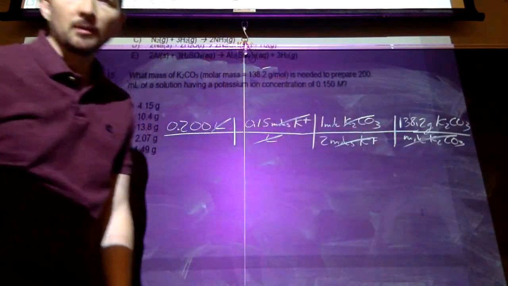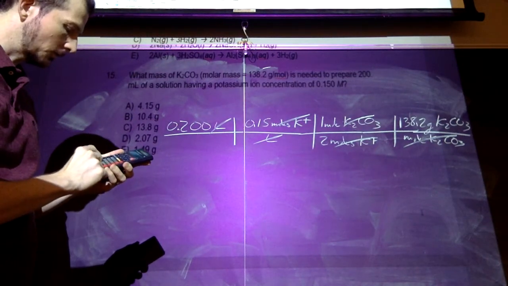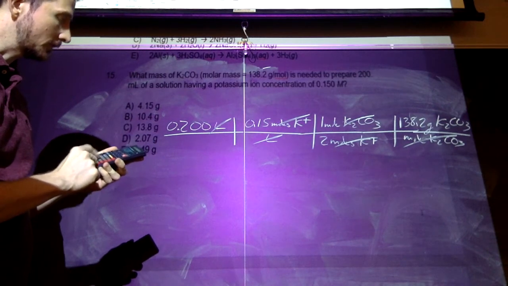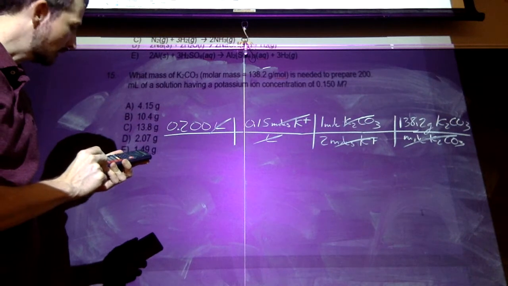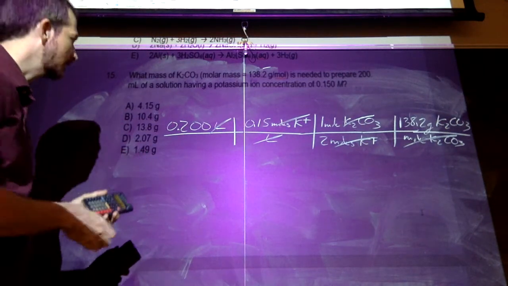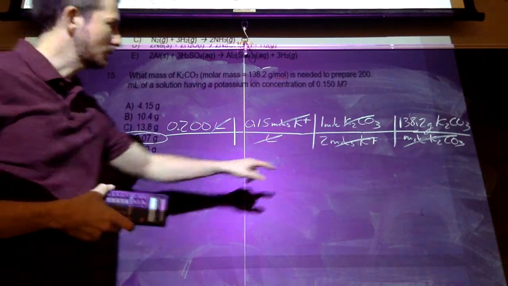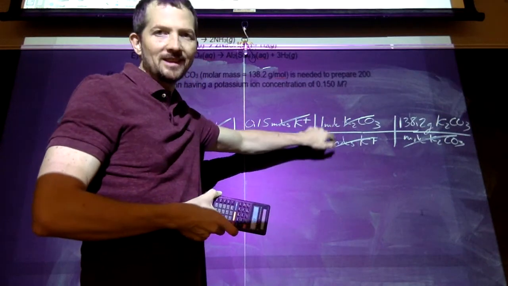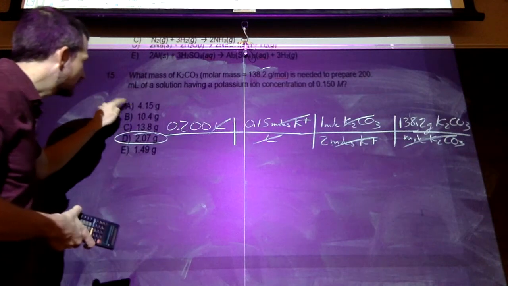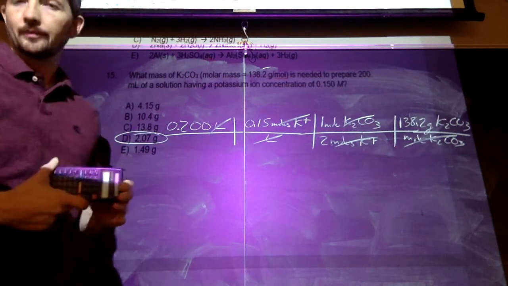Moles cancel out, I'll be left with my answer in grams. So 0.2 times 0.15 times 138.2 divided by 2. So I get 2.073. So what would throw a lot of people off there would be probably not doing this step, since they asked for potassium ion concentration and getting A as the correct answer, right? But D is your correct answer.